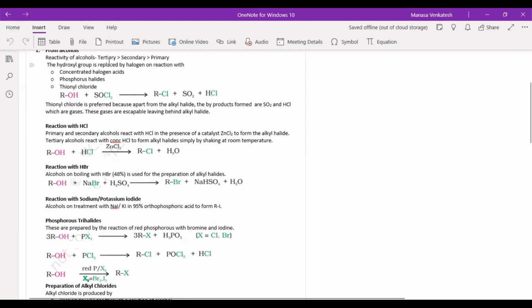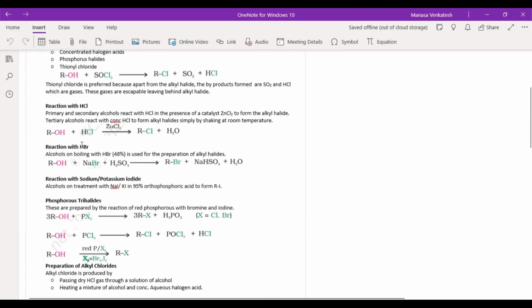So this is again because of the reactivity. Tertiary is more reactive than secondary and primary. Due to that, it does not require a catalyst. Next is reaction with HBr, again a concentrated halogen acid. So ROH, that is an alcohol, reacts with HBr, and this is used for the preparation of alkyl halides, and that will be alkyl bromides.